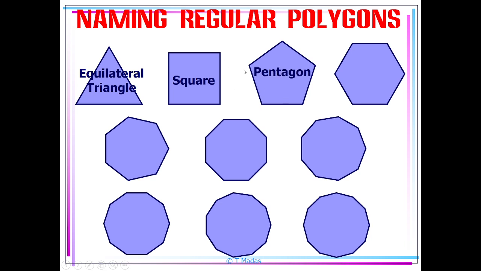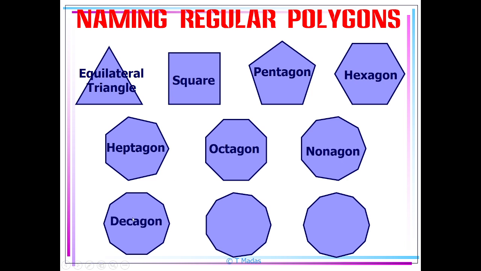Next we have here a pentagon, a hexagon. So penta has five sides, hexa has six, and we also have hepta with seven sides. We have octagon, eight sides, nonagon, nine sides. We have decagon, 10 sides, and we have hendecagon for 11 sides, and dodecagon for 12 sides.